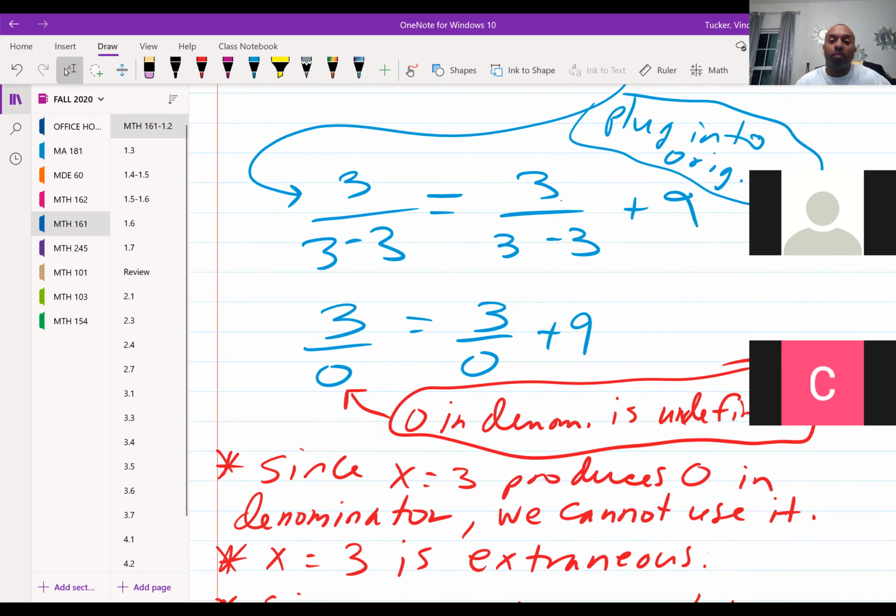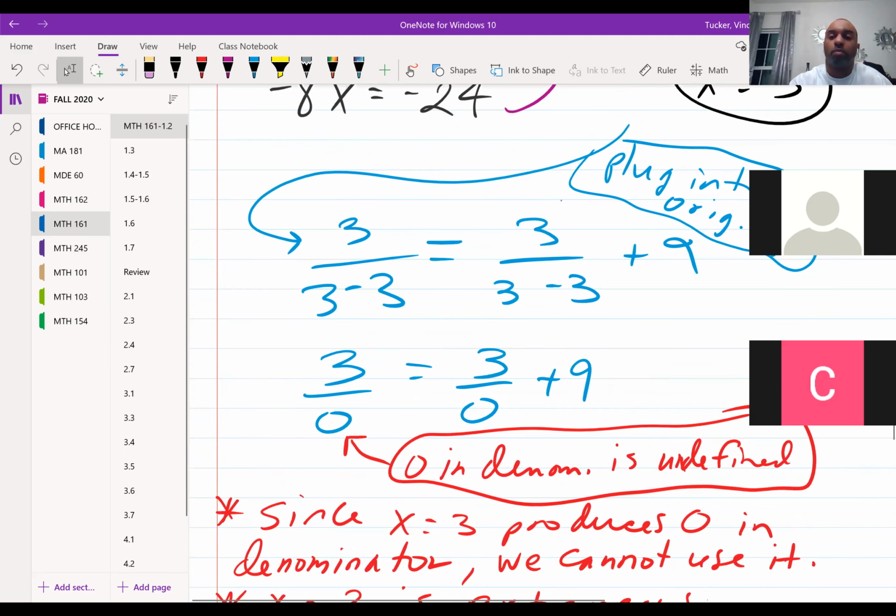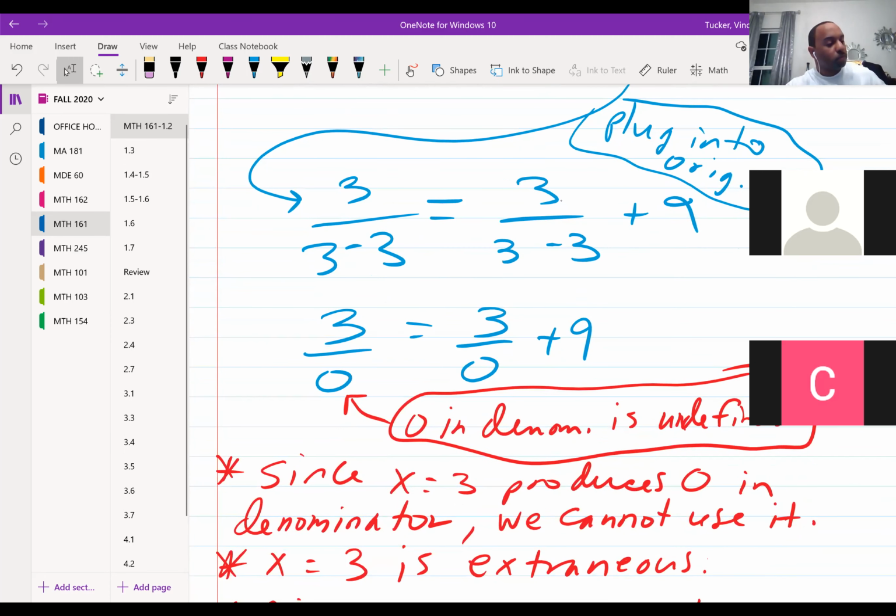Sorry, I think I missed something. So you're saying that if we're checking a problem that we did and 0 is the denominator, then it can't be that answer? Right, you cannot use it. If when you plug your value that you believe to be a solution into your equation and you end up getting 0 in your denominator, yes, that cannot be used.